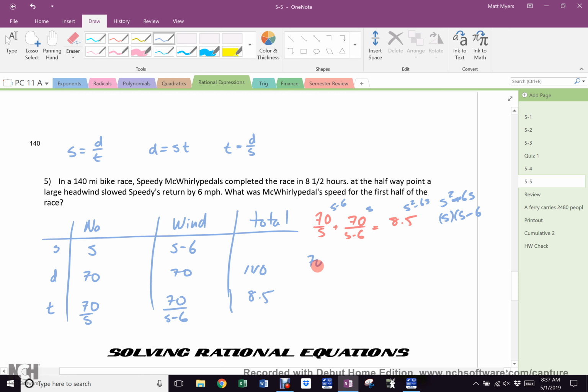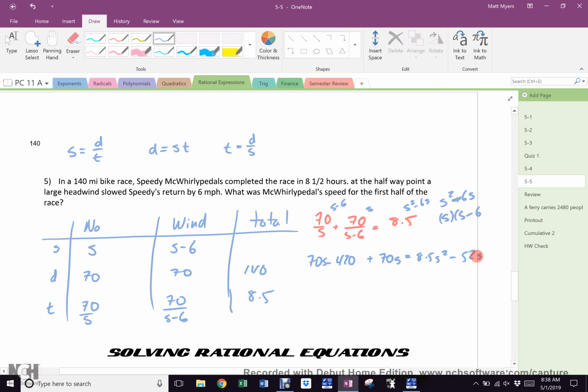So, I got 70S minus, everyone's going to laugh now, 420 plus 70S. I like grade 11s. They don't laugh at that joke. Well done. Grade 10s can't get by that number. I don't know why. I don't get it. Something to do with you crazy kids. 70S equals 8.5S squared minus, now I can't do that in my head very well, 6 times 8.5, 52.